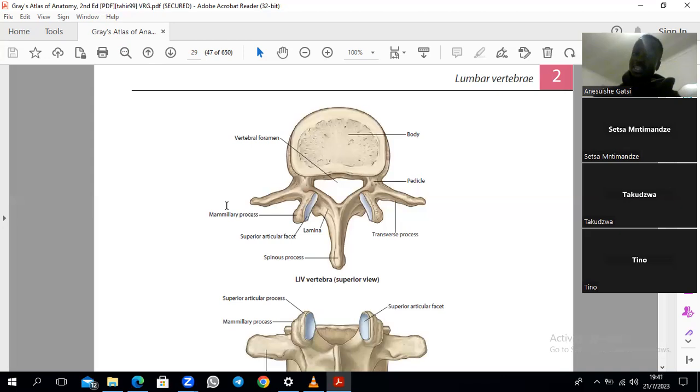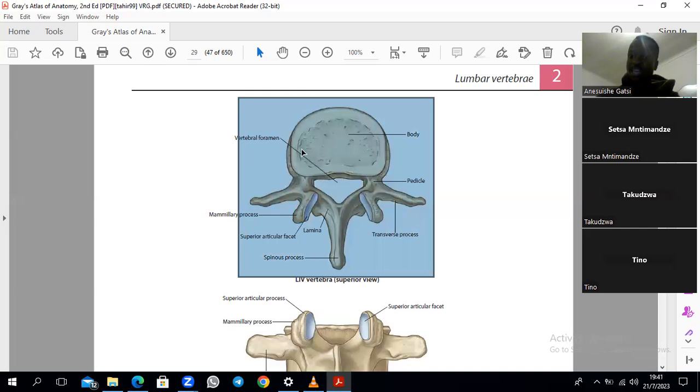And these lumbar vertebra, we can distinguish them from thoracic vertebra because of these massive bodies that are almost bean-shaped. I think you can see from this picture, right? And they don't have costal facets on the sides of the body, right?